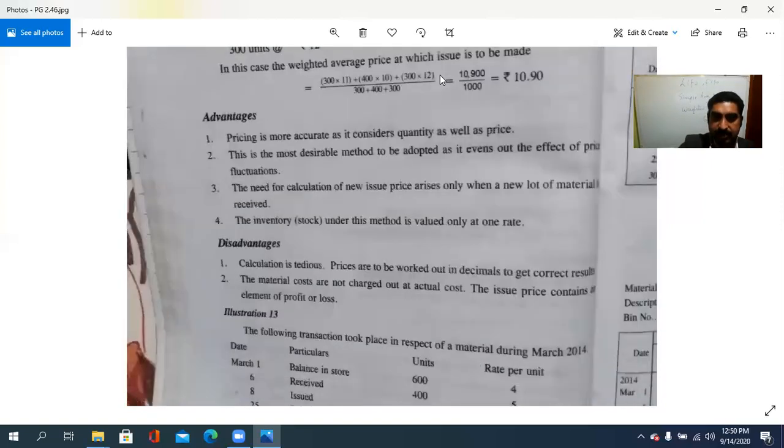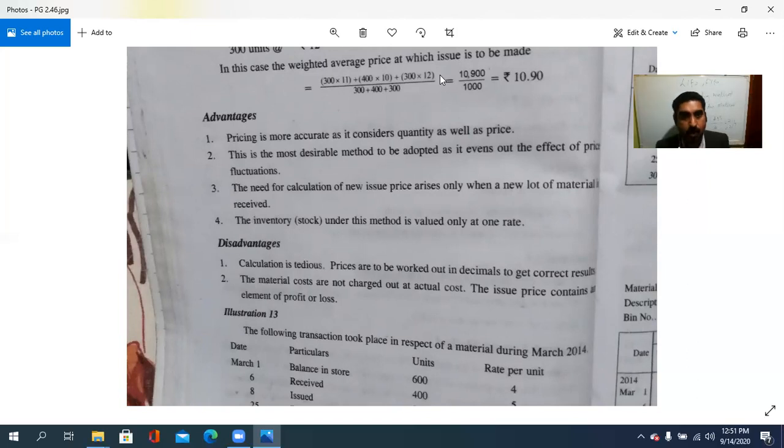Advantages of the weighted average price method: pricing is more accurate as it considers the quantity as well as the price, because price into quantity is divided by the total quantity. So 300 into 11 plus 400 into 10 plus 300 into 12 divided by the total quantity: 10,900 divided by 1000, so 10.90.